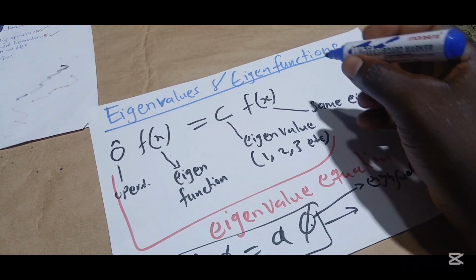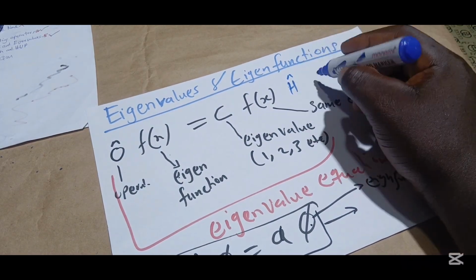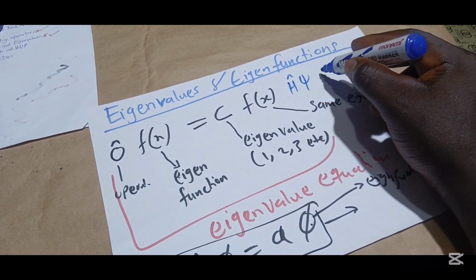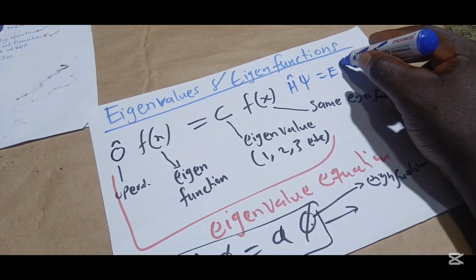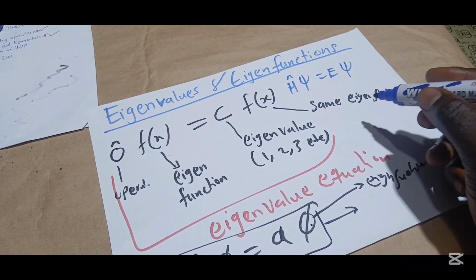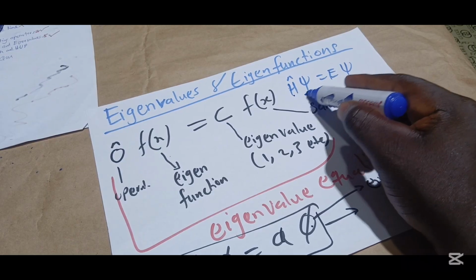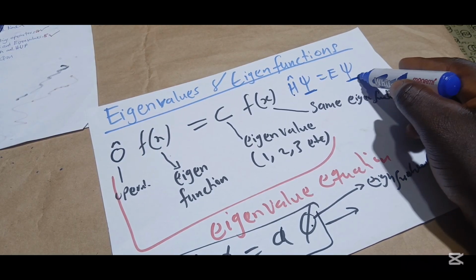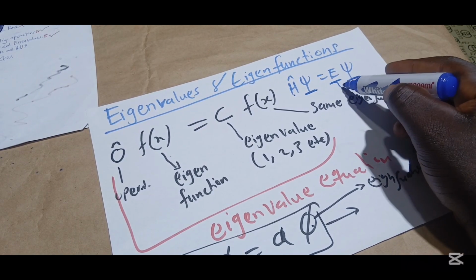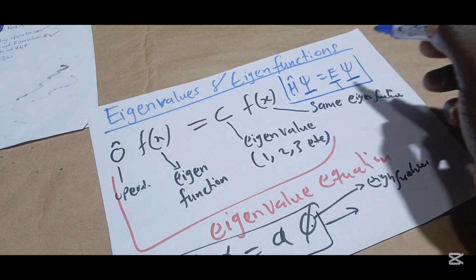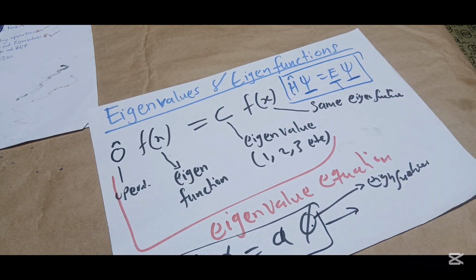Another example is the general Schrodinger equation. This equals energy times psi. You see, we have an operator operating on a function to give us the same function at the end with a constant. So this whole thing becomes an eigenvalue equation.